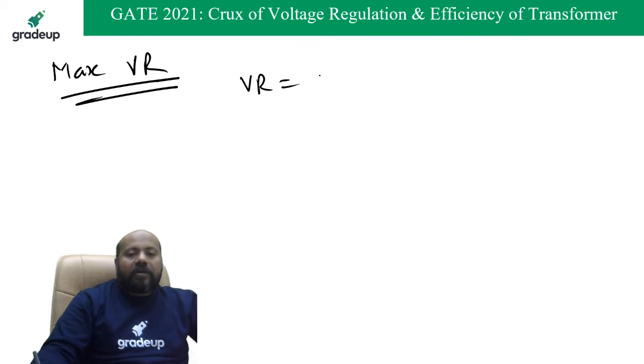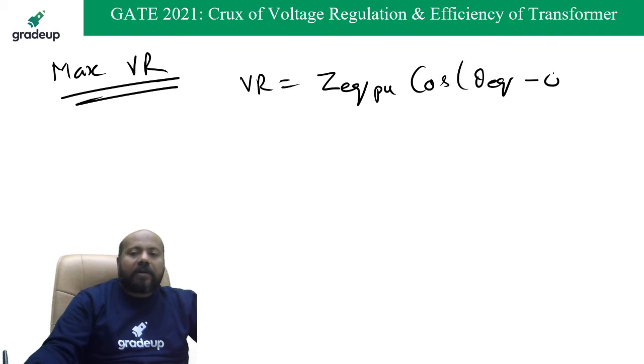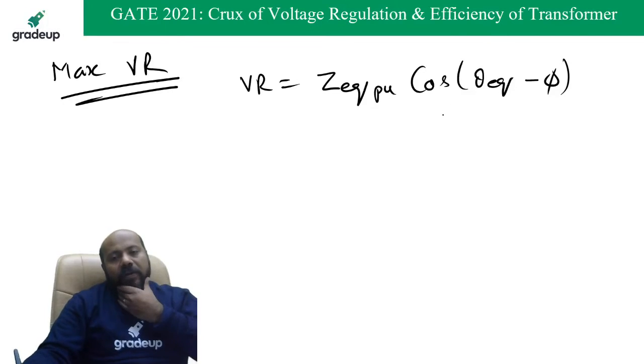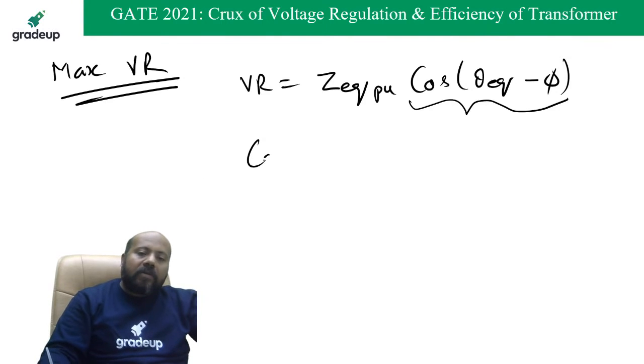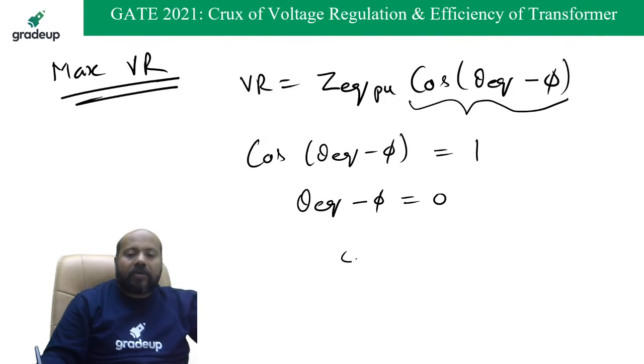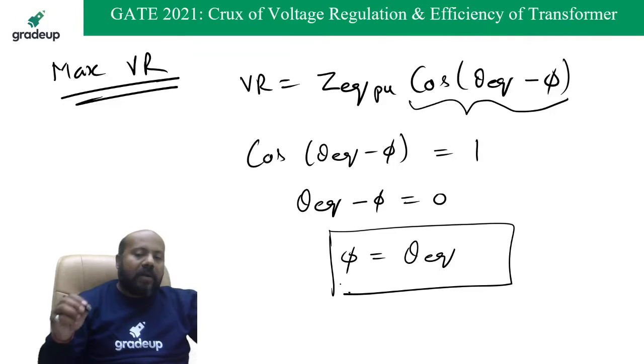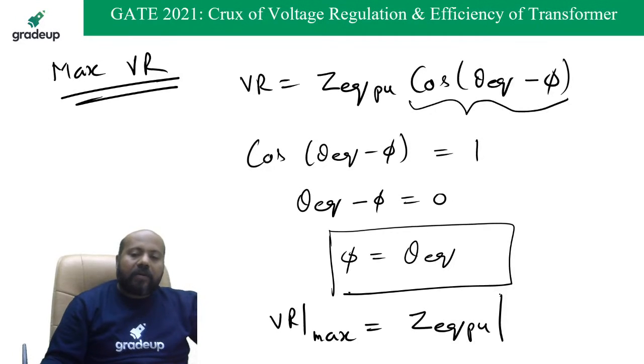What is voltage regulation? Z equivalent per unit cos(theta equivalent minus phi). This value is going to be maximum when cos(theta equivalent minus phi) becomes 1, when theta equivalent minus phi becomes 0. Or you can say the power factor angle is equal to the impedance angle of the transformer. And what is the value of this maximum voltage regulation? It is simply going to be Z equivalent per unit.